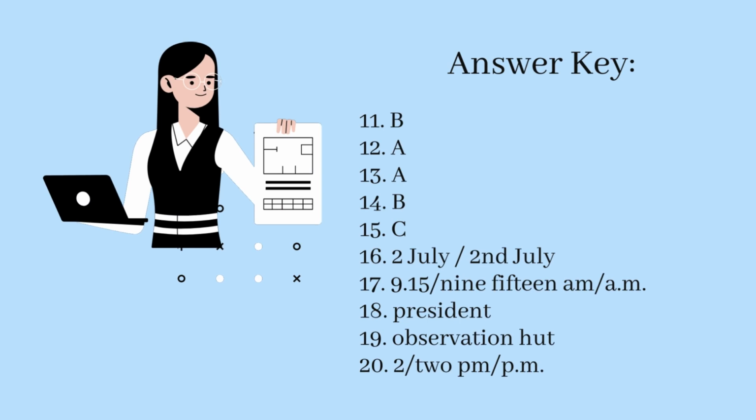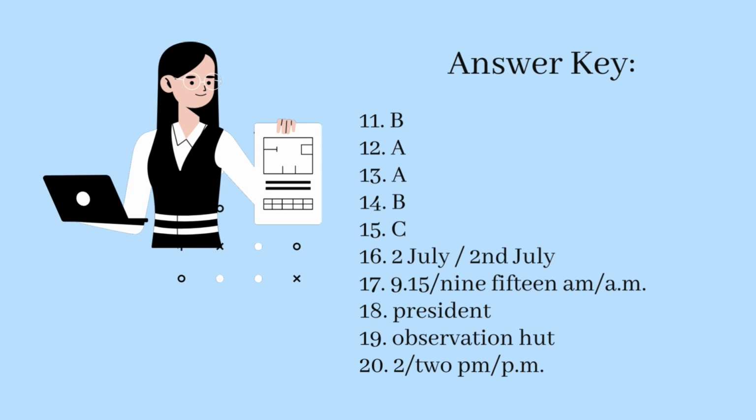Now you all might have a question: why are we writing only options? You only have to write the options in the IELTS test sections whenever there are options or MCQ options given. Let us move on. The 16th answer is 2nd July. You can write it in two formats, numerical 2 and the month July, or 2nd July, or 2nd of July. So the 16th answer is 2nd July.